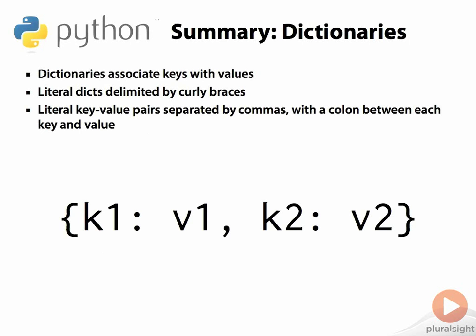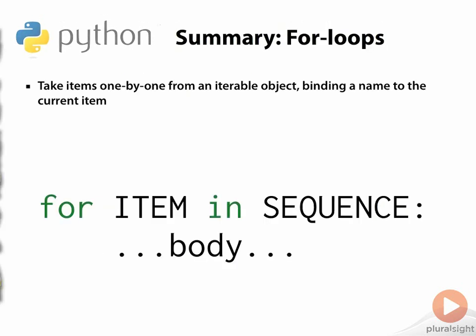For loops take items one by one from an iterable object such as a list, and bind a name to the current item. For loops correspond to what are called for-each loops in other languages.